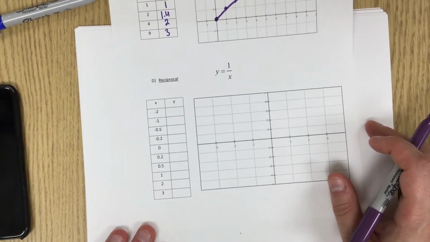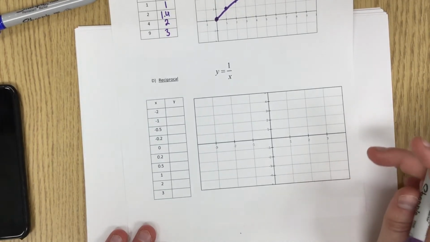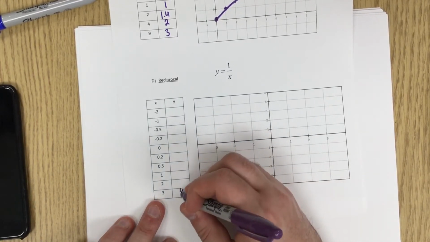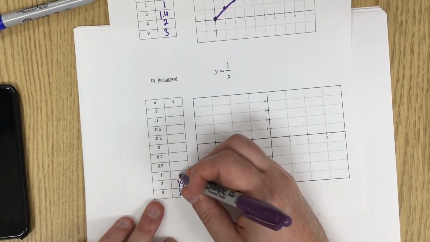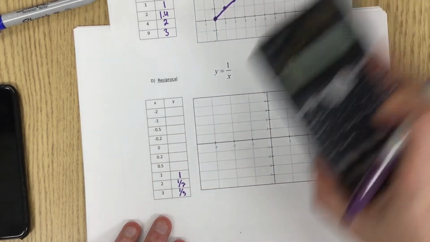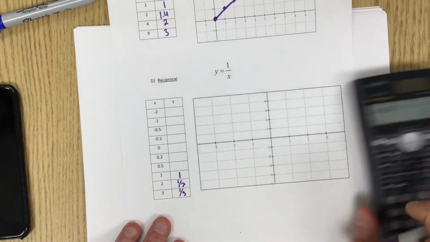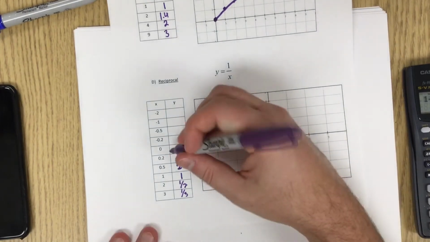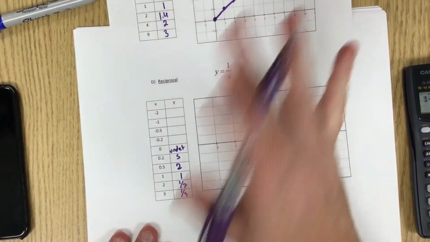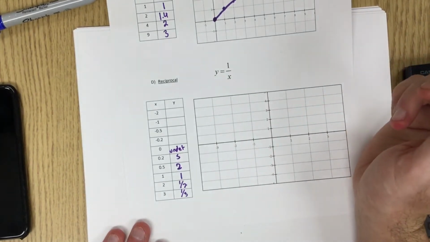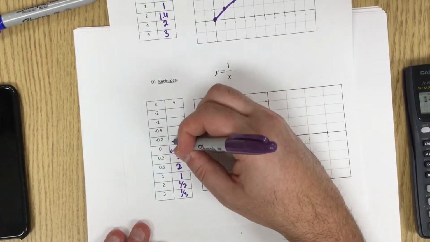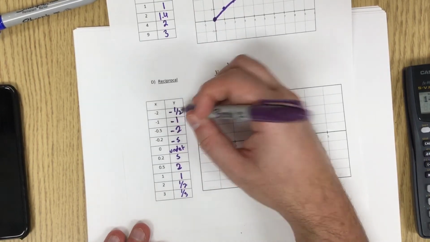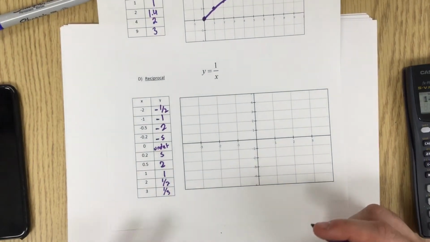Reciprocal graph. y equals 1 over x. So we'll start over here. 1 over 3 is a third. 1 over 2 is a half. 1 over 1 is 1. 1 over 0.5, if you put it in the calculator, 1 divided by 0.5 is 2. 1 over 0.2 is 5. 1 over 0 is undefined. And that's not imaginary, it's actually undefined. It's something entirely different. This is going to give us negative 5, negative 2, negative 1, and negative 1/2.